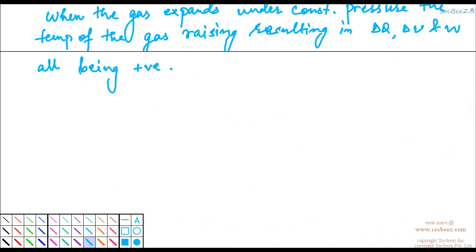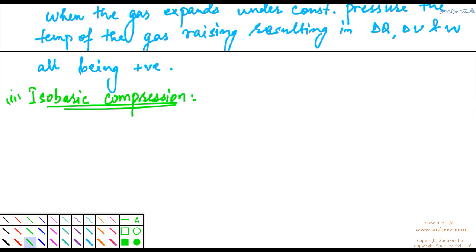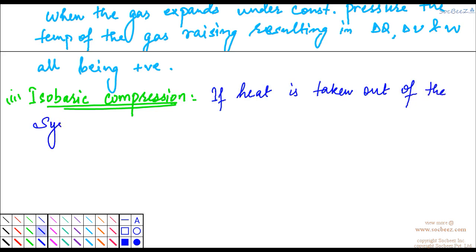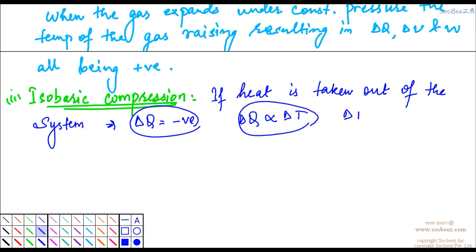Okay. So the second case that arises is isobaric compression. In this case, heat is taken out of the system, so we have delta Q as negative. As we saw that it is directly proportional in this case to delta T, we can say that delta T is negative. So basically the temperature of the gas falls.